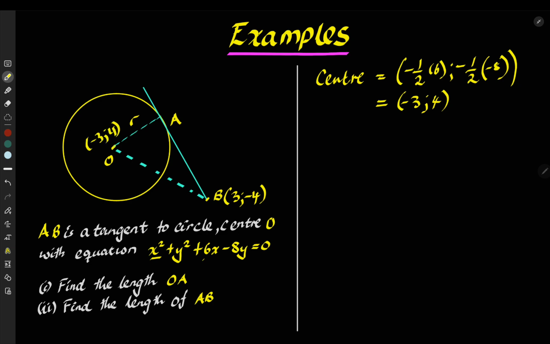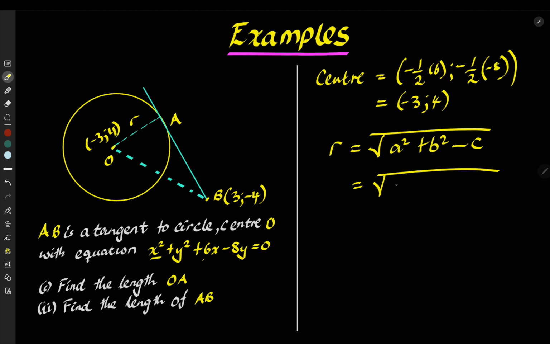So once we have got the center, we can also determine the radius, by the way. But anyway, on the first question, we ask, find the length of OA, and that is the radius. So remember, once you have got the center, you can say radius is equal to the square root of a squared plus b squared minus c, where a and b are the coordinates of the center. So that will be equal to the square root of negative 3 squared, that will be 9, plus 4 squared, that will be 16. Then your c here, there is no constant, it's a 0. So then the r is equal to 5. So the radius is 5.